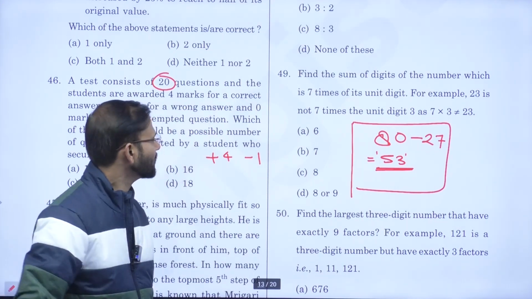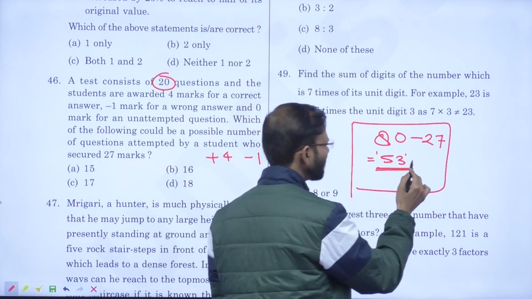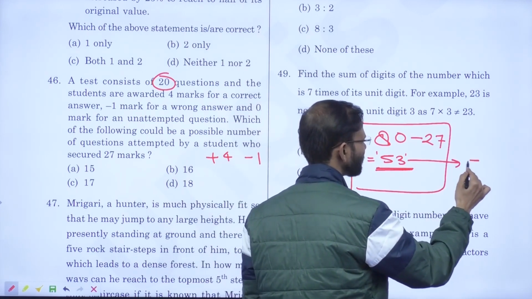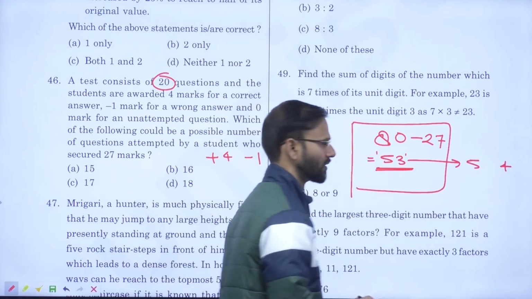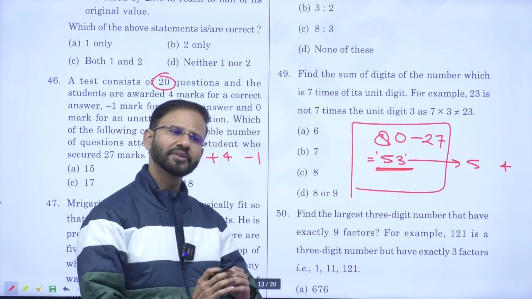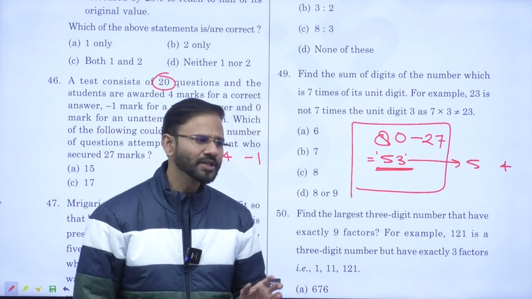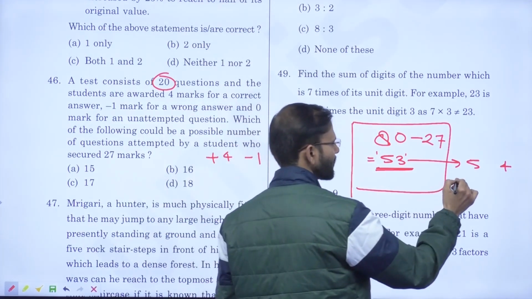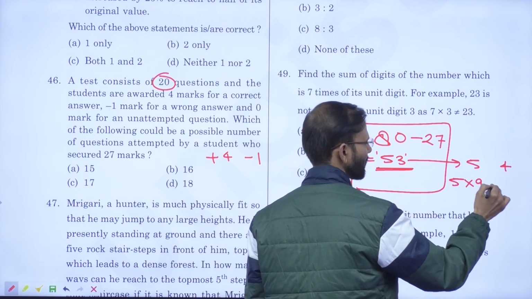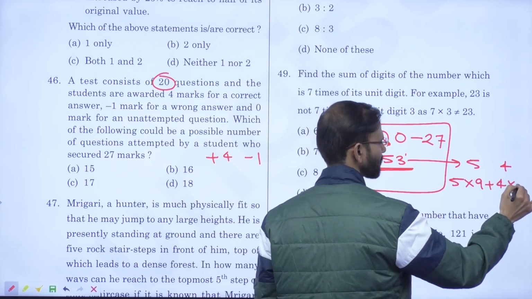Correct? So just try to write 53 in the combination of 5 and 4. Right? So 53 in the combination of 5 and 4. So 5 into 9, 45 plus 8. So 5 into 9 plus 4 into 2. Everybody.